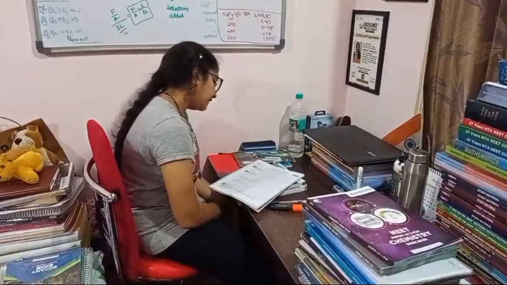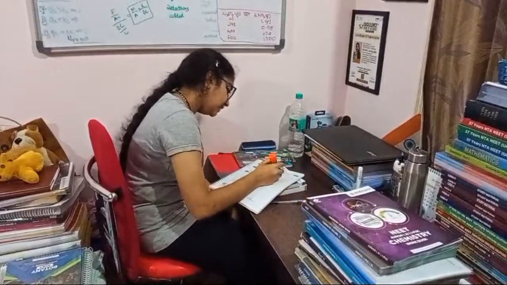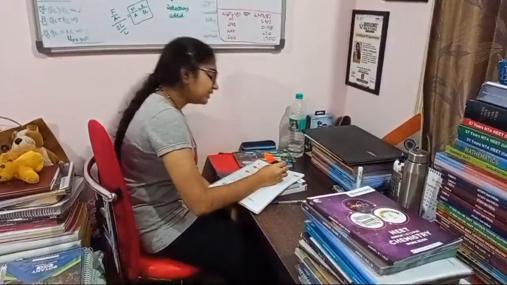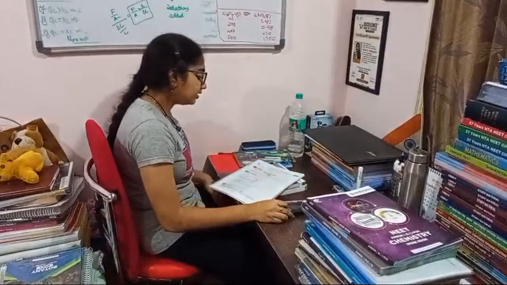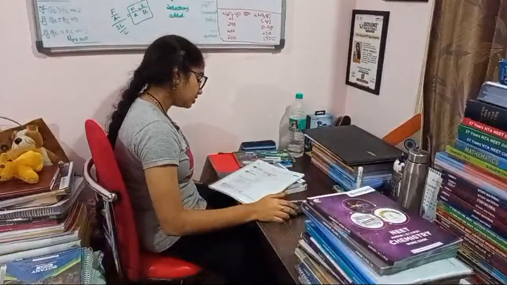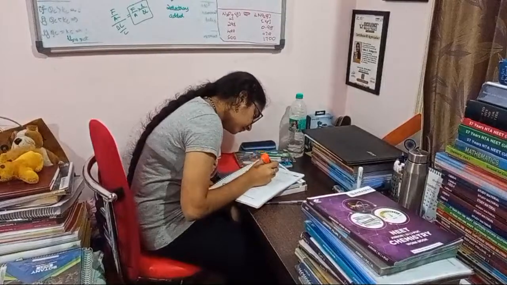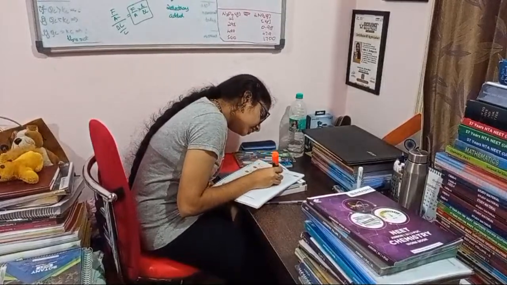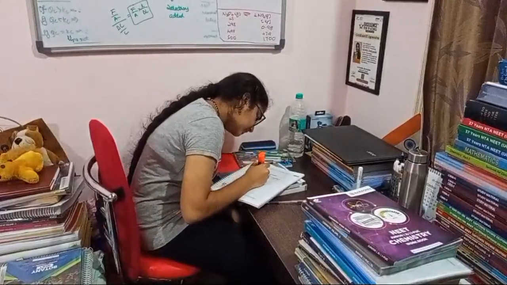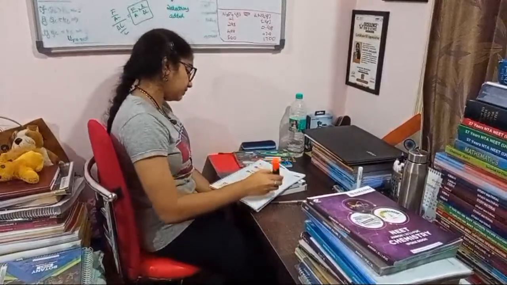Keywords. Compressibility is defined as the reciprocal of bulk modulus of elasticity. Compressibility C equals 1 by K. So minus delta V by V into P is compressibility. Elastic fatigue is the loss in strength of a material caused due to repeated alternating strains to which the material is subjected. Yield strength of a material is defined as the maximum stress it can sustain without crossing the elastic limit.